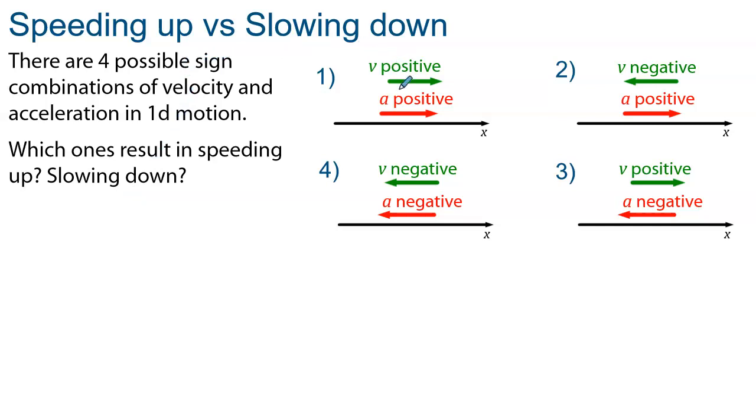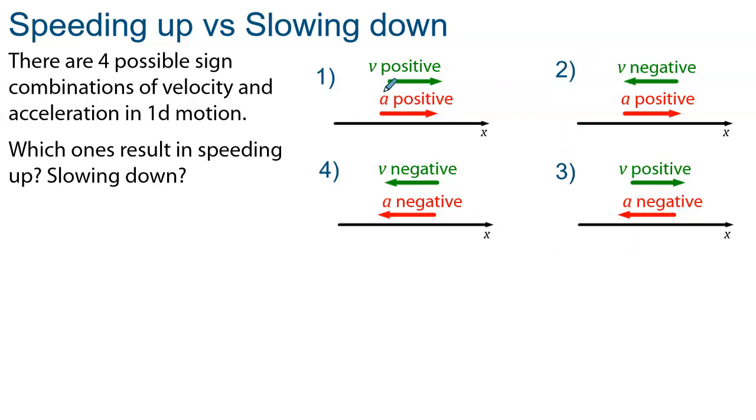There are 4 possible sign combinations for velocity and acceleration when we are in one dimension. What I want you to think about is which one would result in speeding up and which one will result in slowing down. So again, I'm giving you a couple of seconds to think about it, and then we will look at it together. So what's important in this situation is the relative direction of the velocity and acceleration. You can see that in case 1 and in case 4, both the velocity and the acceleration are pointing in the same direction, while in case 2 and 3, they are pointing in opposite direction.